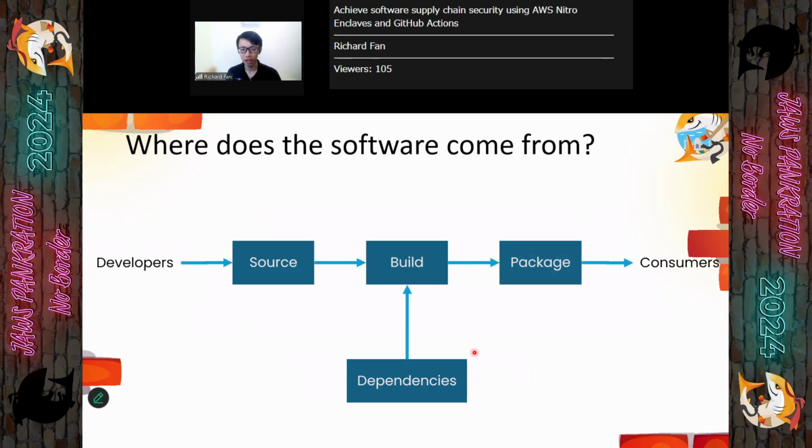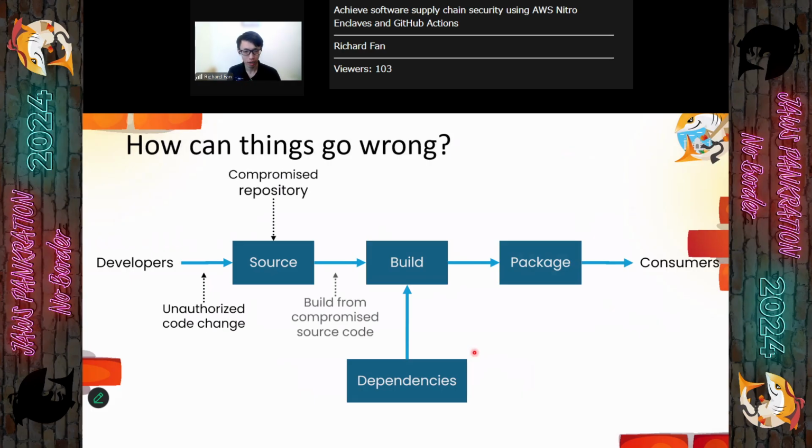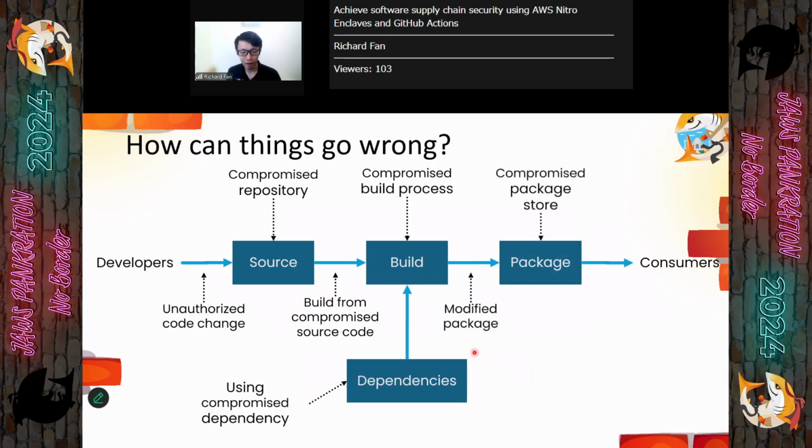You can see the developer write their source code and put it into a source repository, for example, CodeCommit, GitHub, and we use CI/CD pipeline to build it. And the software we store somewhere and for the consumer to download it. And such a long path, many things can go wrong. There are many. I'm not going to talk about it one by one, but you can see at every point, there will be potential issue.